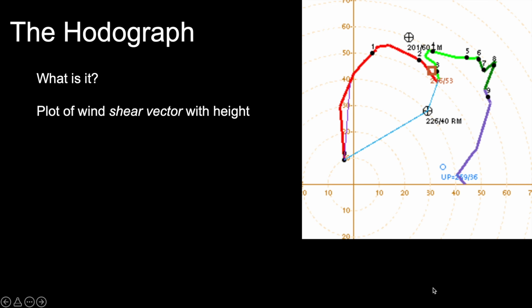Well, this is actually a question that I got wrong on my proposal defense because I said it was a plot of the wind with height. That is actually a plot of the wind shear vector with height. This is the line that connects each of these wind points. That is the wind shear. And so when you connect the dots, this is a big line that shows the shear as you go up into the upper levels of the atmosphere.